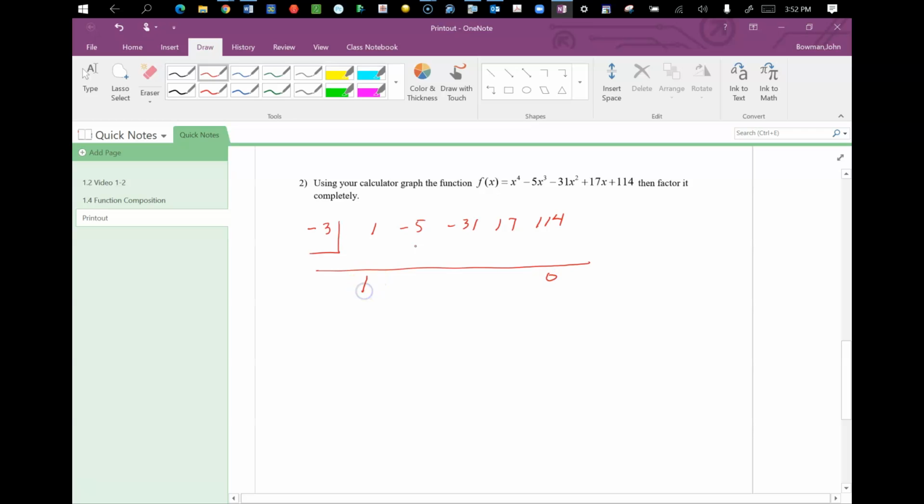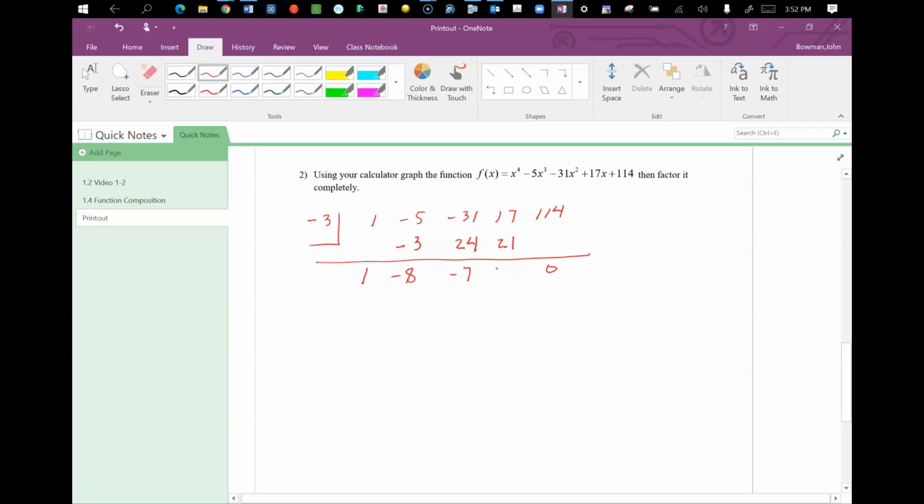We've got 1 comes down, -3 here, so we get a -8 here. So we get a 24 here. So we get a negative 7 here, which gives us a positive 21. 21 plus 17 is going to be 38.